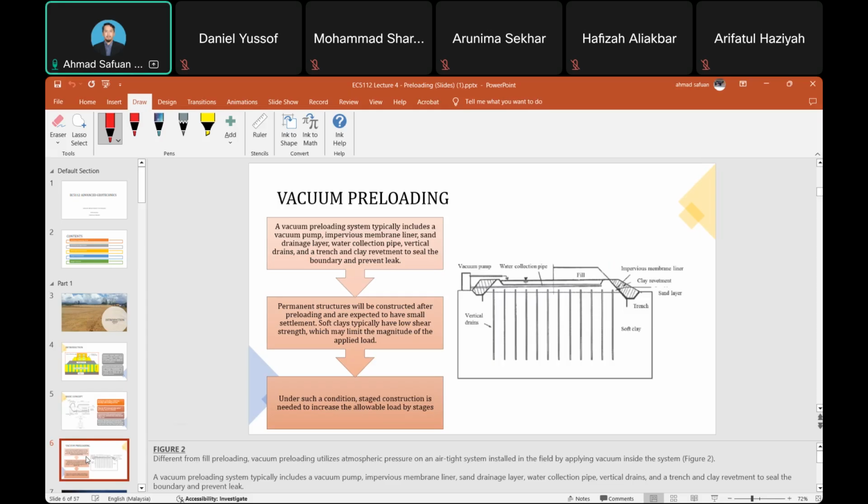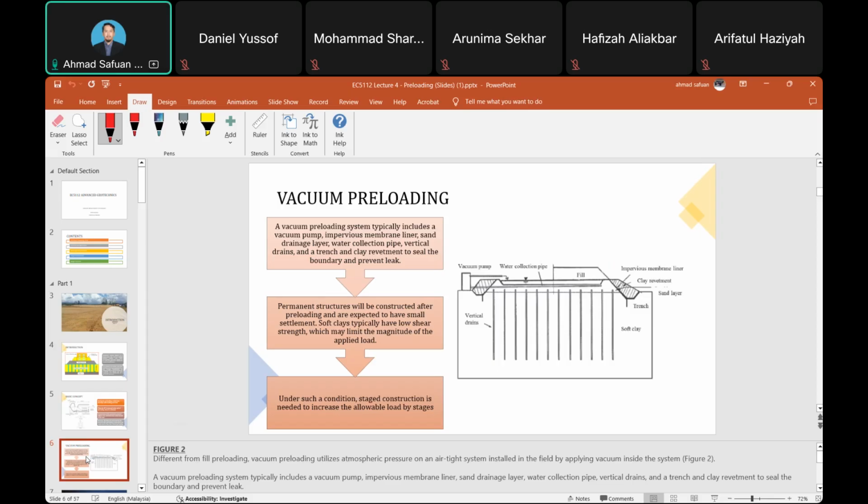Because as I mentioned before, we need to calculate the bearing capacity of the soil, and the load should not exceed the capacity of the soil. Therefore, we need to apply stage construction. Different from field preloading, vacuum preloading utilizes atmospheric pressure on an airtight system installed in the field by applying vacuum inside the system.